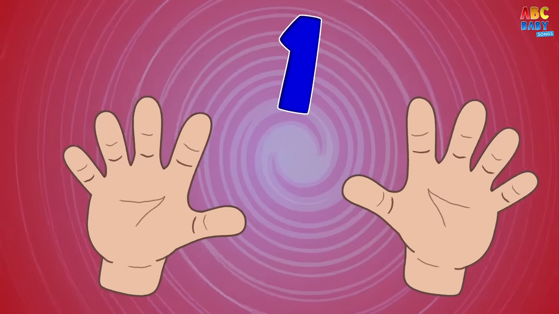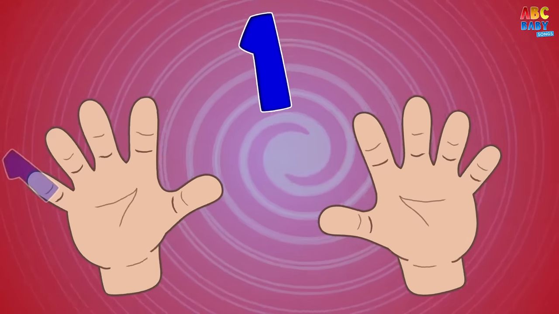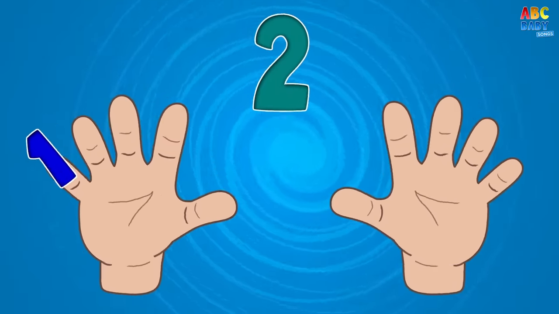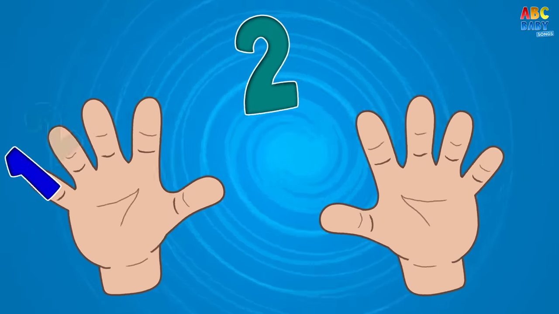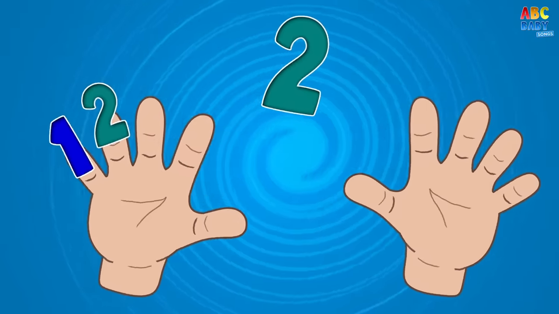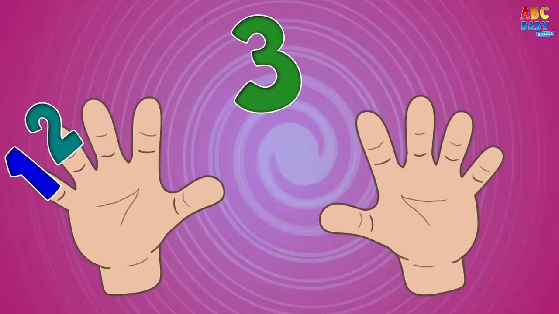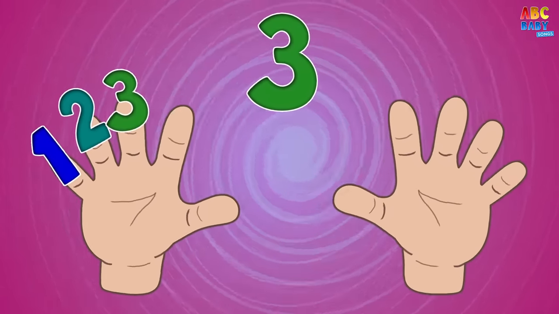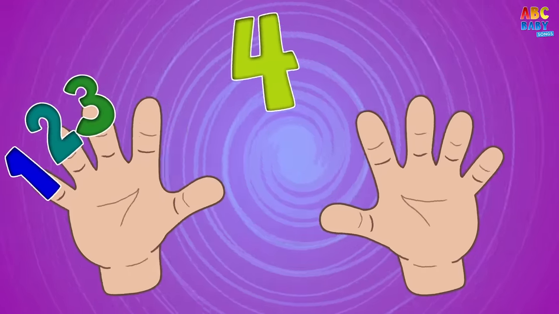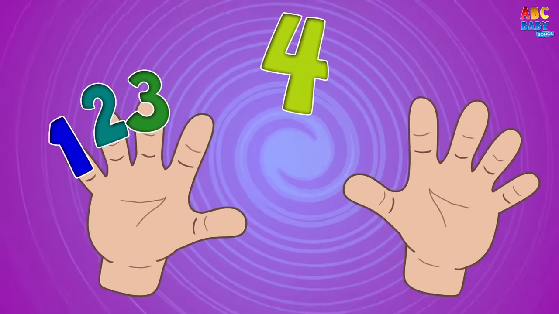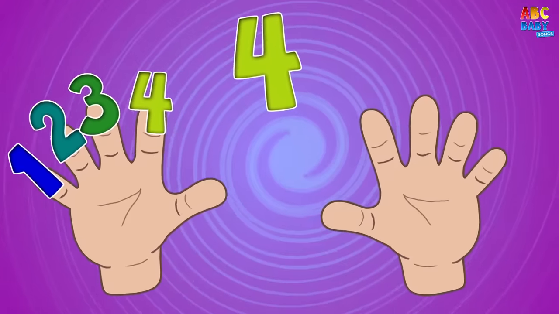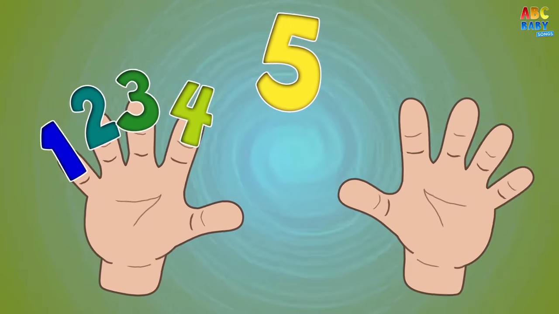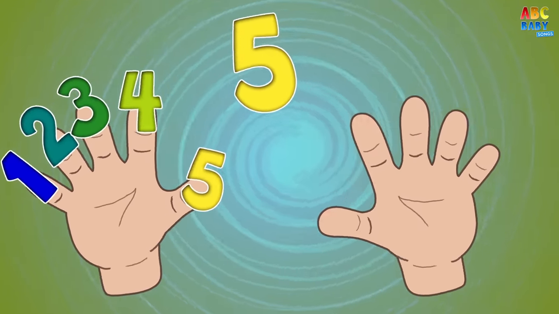Number one, number one, where are you? Here I am, here I am, how do you do? Number two, where are you? Here I am, here I am, how do you do? Number three, where are you? Here I am, how do you do? Number four, where are you? Here I am, how do you do? Number five, where are you? Here I am, how do you do?